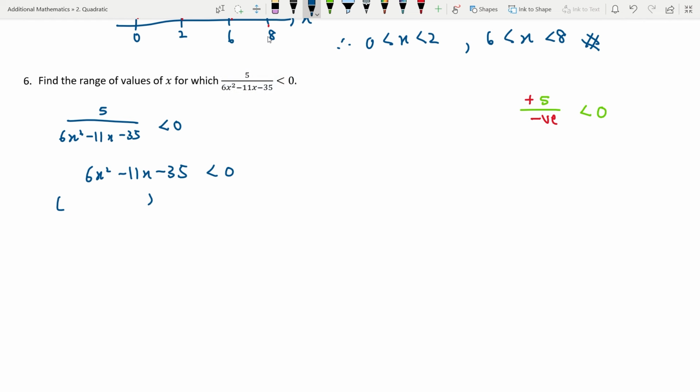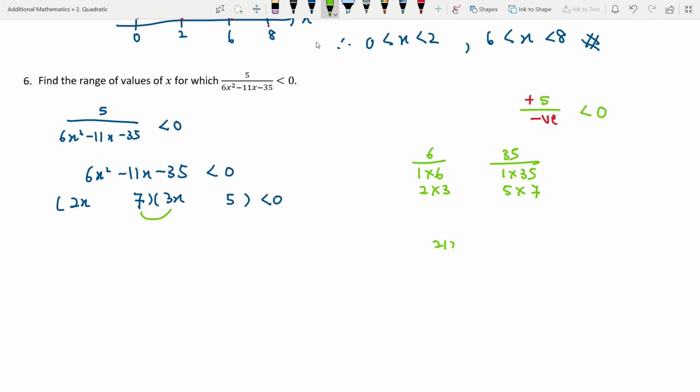Let's factorize it. 6 can be 1 and 6 or 2 and 3. 35 can be 1 and 35 or 5 and 7. There are many combinations, so you can try and error. Here I will choose 2x and 3x and also 7 and 5. I will put the 7 here and the 5 here.